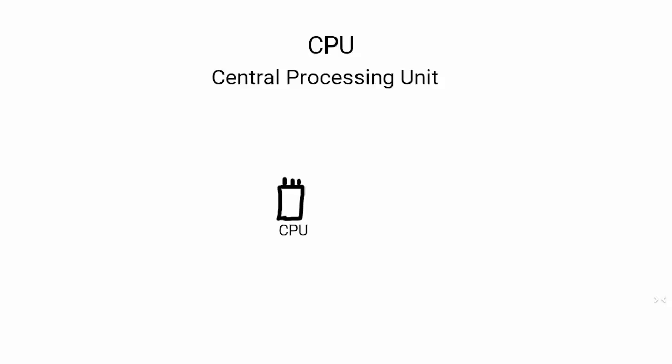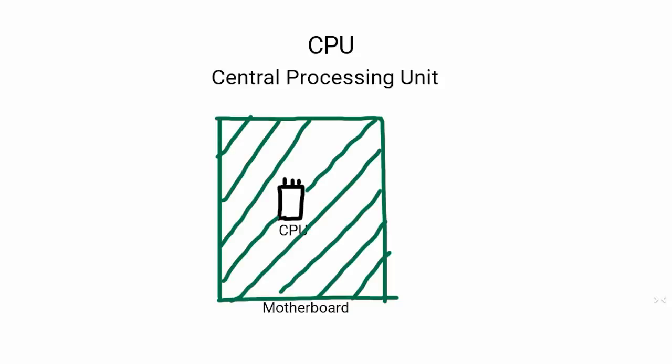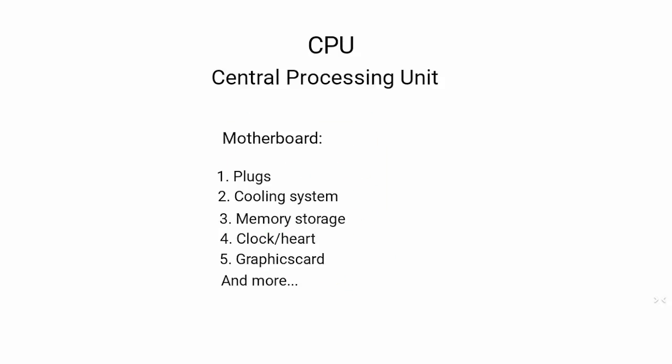The CPU is a little chip inside the computer's motherboard. You might ask, what is a motherboard? Well, a motherboard is a plastic board that keeps all the different parts of the computer hardware together. These include the plugs, the cooling system, the memory storage, the clock/heart, the graphics card, and lots of cables. That is really all it is. A plastic board with lots of cables just holding everything together.